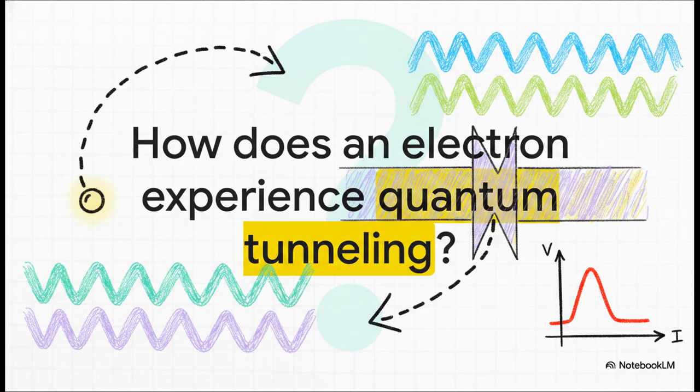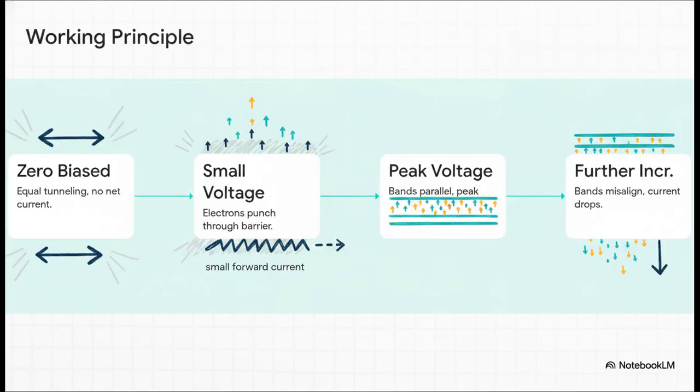But let's think about this from the perspective of a single electron. How does it actually experience this quantum tunneling as we mess around with the voltage? Imagine the journey of just one electron trying to navigate through varying voltage levels. To really wrap our heads around this magical behavior, we need to take a close look at its voltage current, or VI, characteristics. Let's walk through the four main stages of how it operates.